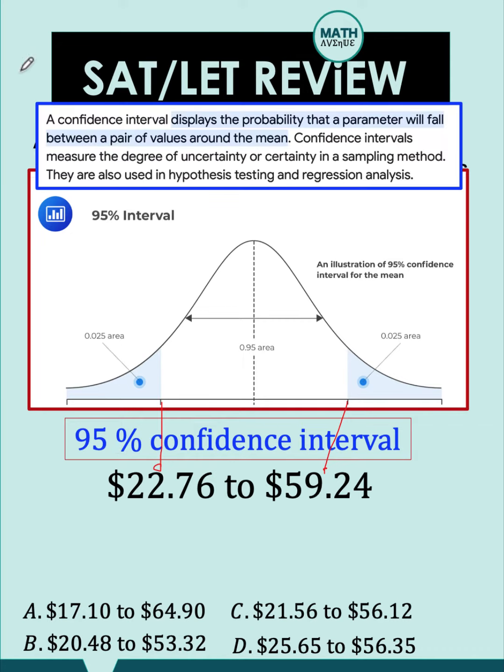So that confidence interval displays the probability that a parameter will fall between a pair of values around the mean. It measures the degree of certainty or uncertainty in the sampling method.